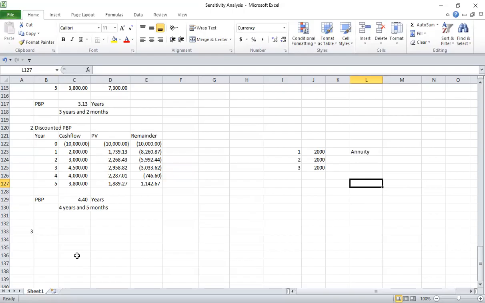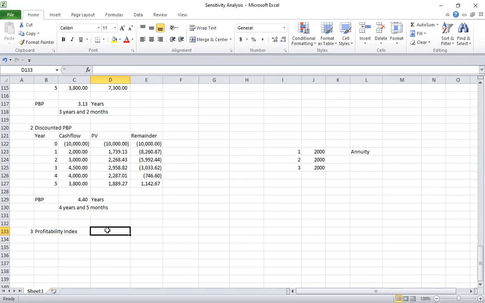All right, so let's go back to number 3. Number 3 wanted the profitability index. The profitability index, we have talked about the formula for it.